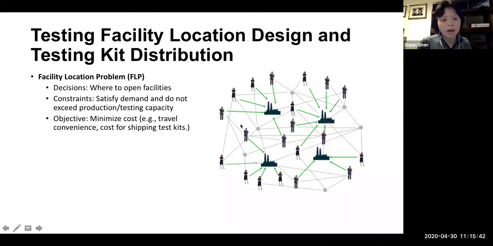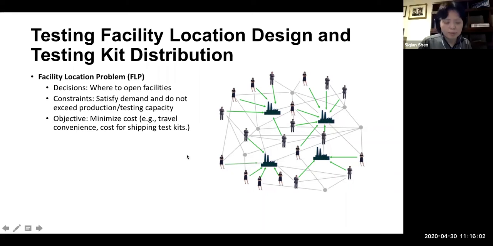And then, in addition to the location design, you also need to ship the testing kits from your production facilities to the testing facilities, and then from testing facilities to labs. So there's a lot of shipment design as well. You have to operate a database.